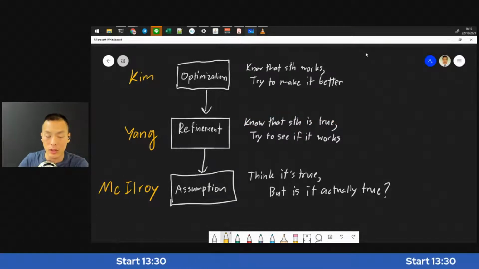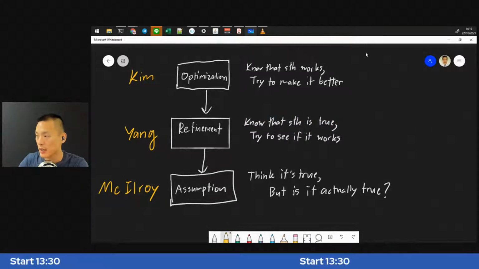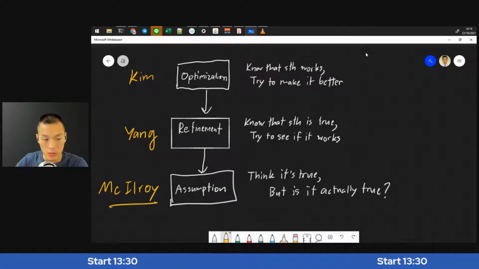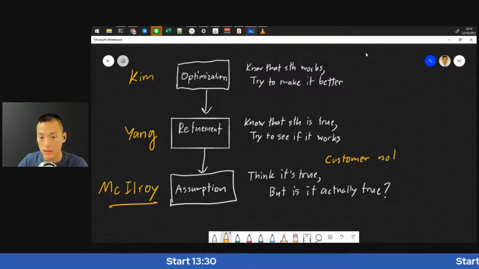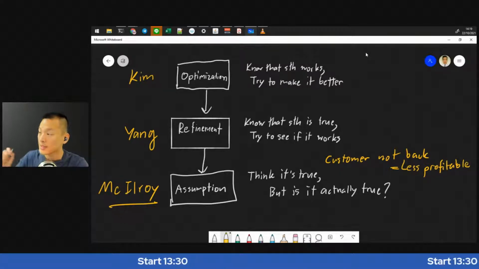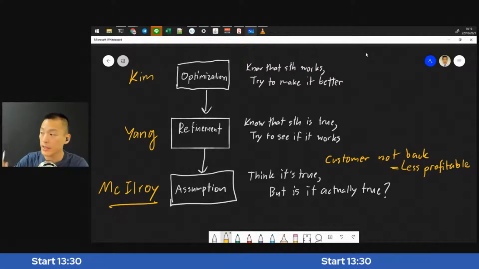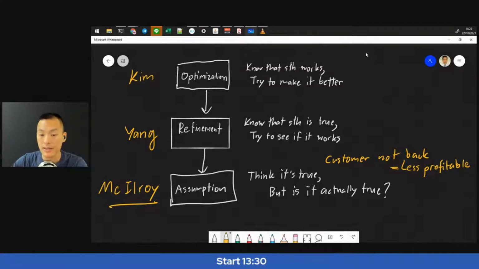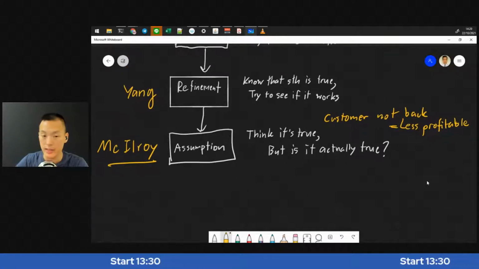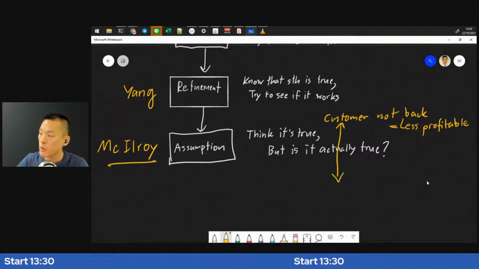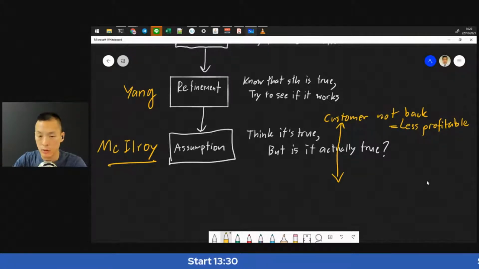And then lastly, you assume that a customer not coming back is not good. The McElroy paper assumed that a customer not coming back means that you are less profitable. That's the assumption. If the customers don't come back, that is always bad for your business. But it doesn't actually cover everything. It doesn't cover the fact that the customers who come into your hotel with a discount card might never come back to your hotel.